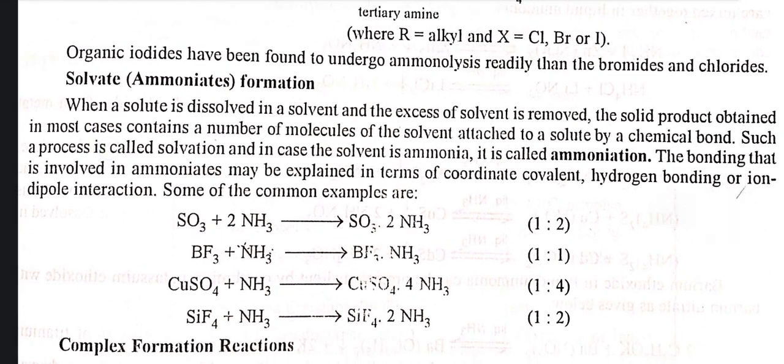Solvate or ammoniate formation. When a solute is dissolved in a solvent and the excess solvent is removed, the solid product obtained in most cases contains a number of molecules of the solvent attached to the solute by a chemical bond. Such a process is called solvation, and in case the solvent is ammonia, it is called ammoniation. The bonding involved in ammoniates may be explained in terms of coordinate covalent bonding, hydrogen bonding, or ion-dipole moment.